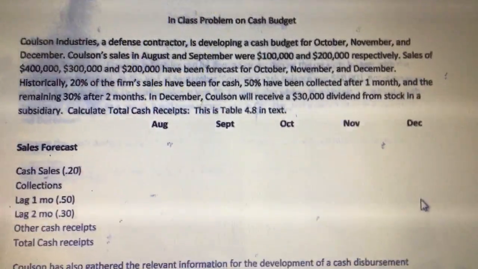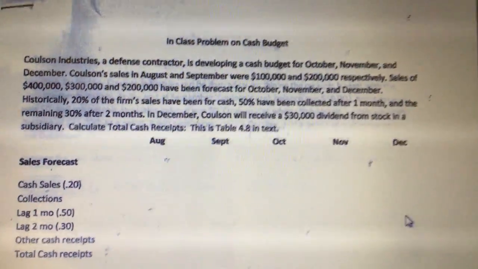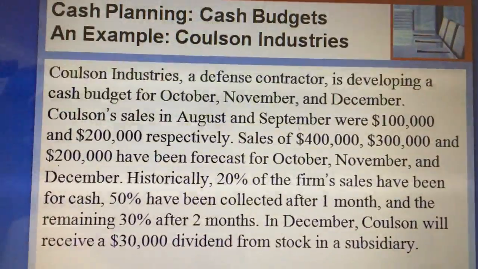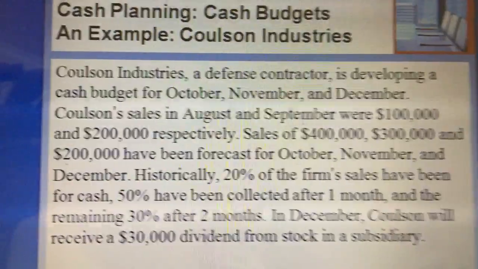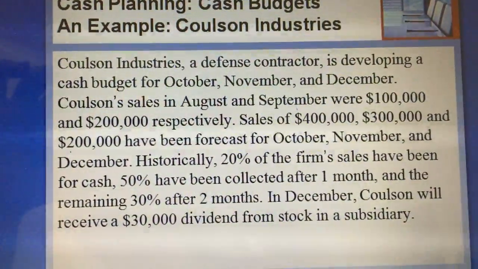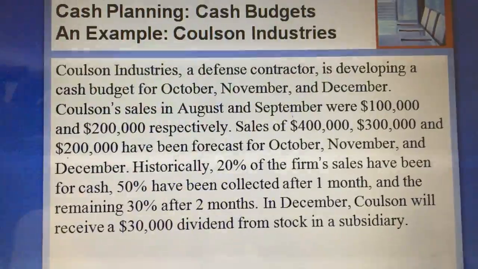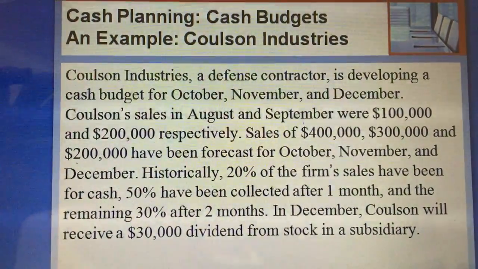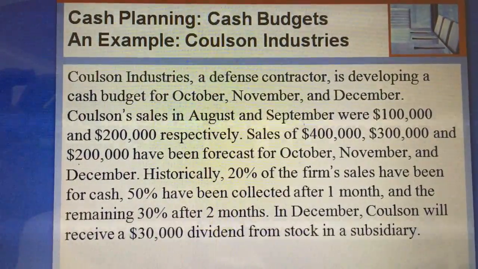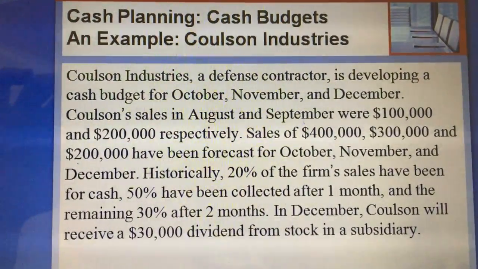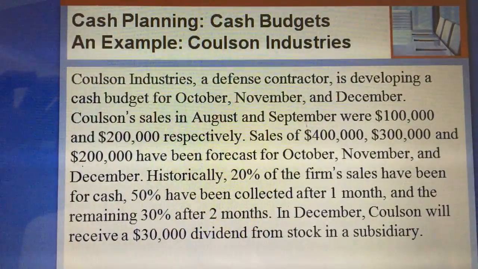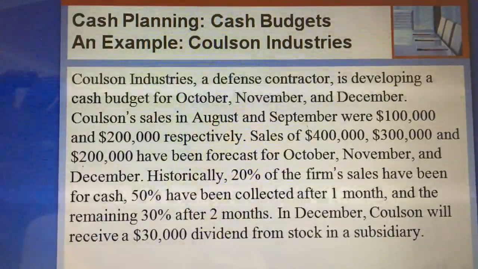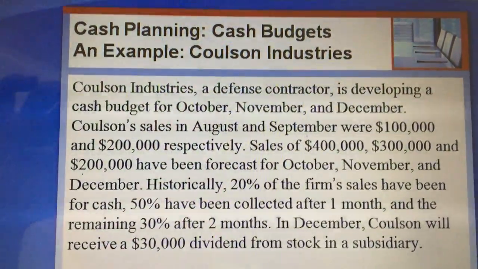Okay. Now, what I want to do is come down to my page, and I also want to give you some steps from the PowerPoint. So briefly, let me go back to the PowerPoints. This is the problem. Let's read through it. Colson Industries is a defense contractor and is developing a cash budget for October, November, and December. Okay, it gives you the sales. August and September were 100,000 and 200,000, and then 400, 300, and 200,000 have been estimated for October, November, and December. Now they give you some more information here.